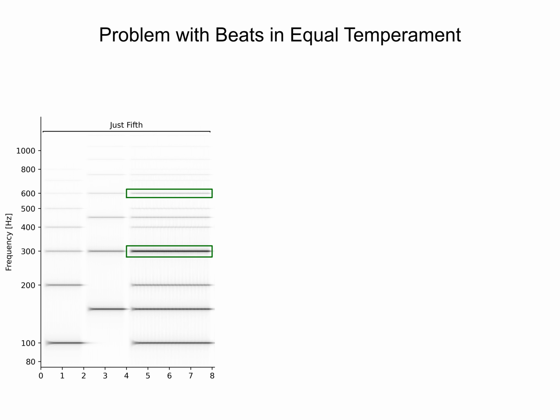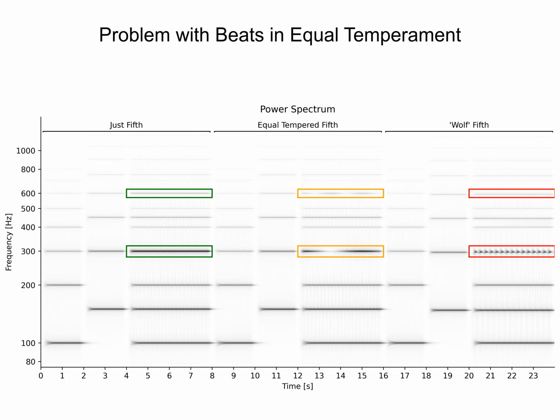And if we want to play, for example, a just fifth, then the ratio is 3/2. So this means that every third harmonic of the lower tone matches perfectly with every second harmonic of the upper tone. Unfortunately, it is mathematically impossible to design a scale that contains only just intervals.